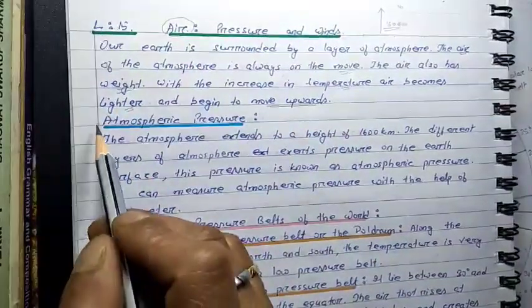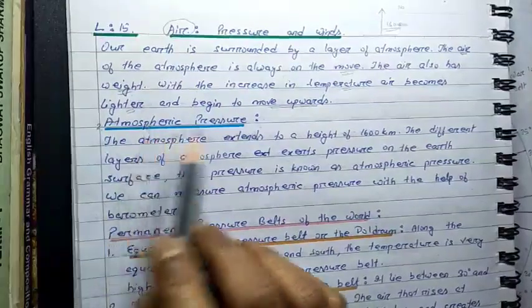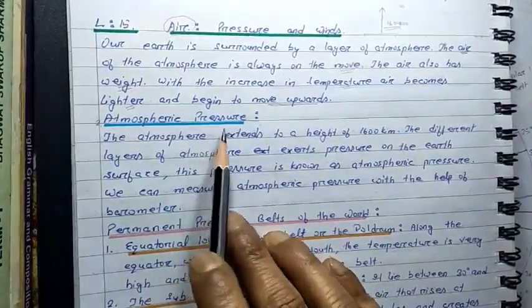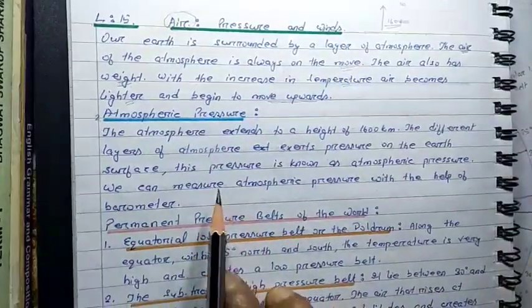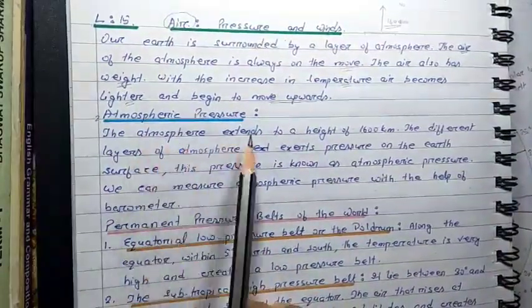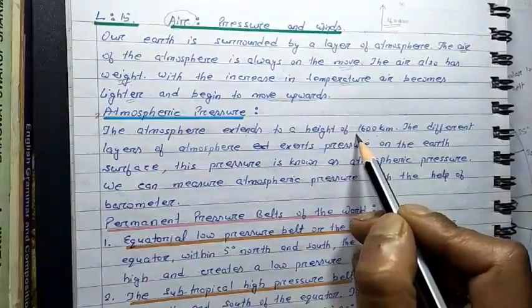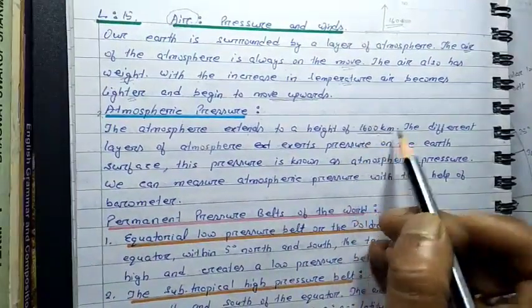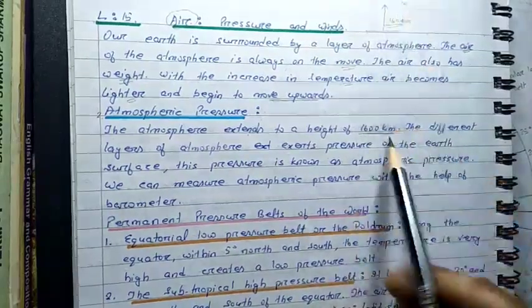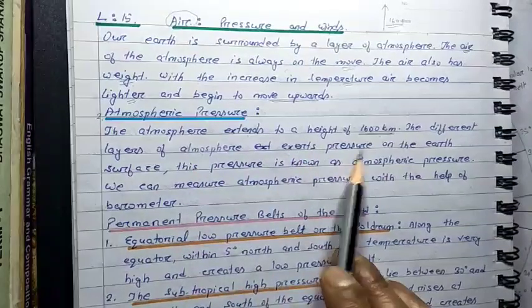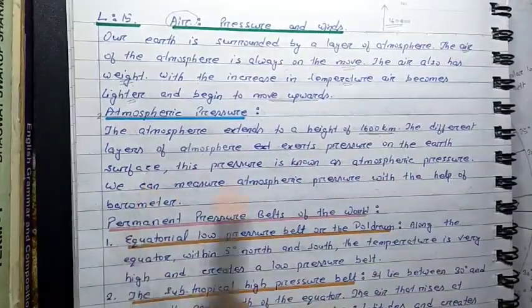Now the second topic that we are going to study is atmospheric pressure. I already told you air has weight, and since air has weight, it exerts pressure on the earth's surface. The atmosphere extends to a height of 1600 kilometers. From the earth's surface up to that height, air is there. The different layers of atmosphere exert pressure on the earth's surface.